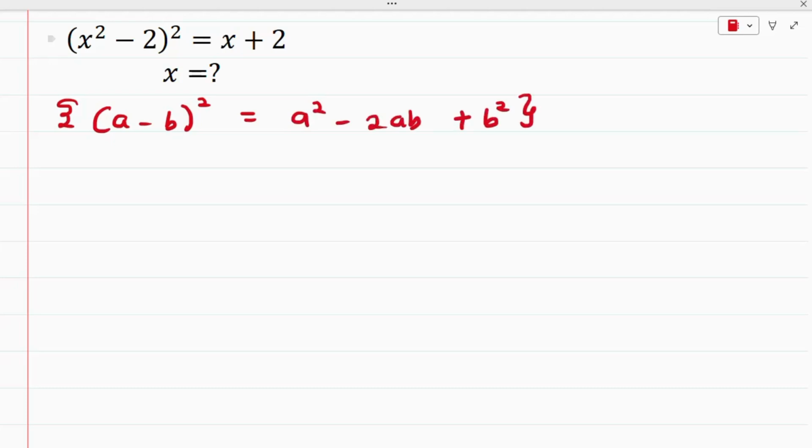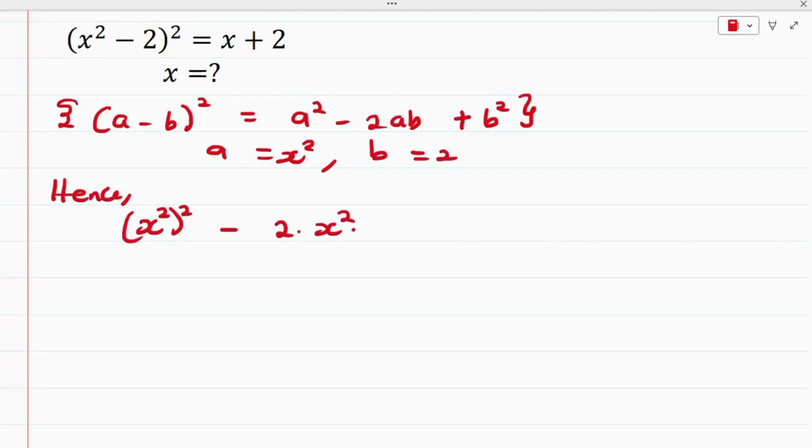Applying this property to the left hand side of this equation, we have that a is equal to x squared and b is equal to 2. So hence we have (x squared) all raised to the power of 2 minus 2 multiplied by x squared multiplied by 2 plus 2 raised to the power of 2. This is equal to x plus 2.